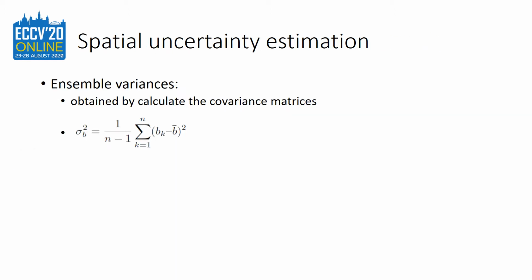In this work, we consider two different approaches to find uncertainty estimates regarding the variance of the bounding box coordinates. The first method follows the framework shown in the previous slide and consists in calculating a covariance matrix from the bounding boxes obtained from the different models. This approach will be referred to as ensemble variance.